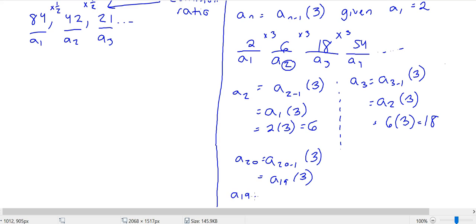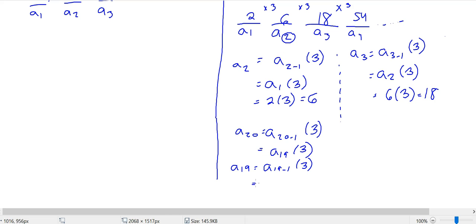A sub 19 is equal to a sub 19 minus 1 times 3. A sub 19 is equal to a sub 18 times 3. But we don't know what a sub 18 is. That's the problem with a recursive definition of a sequence: we need the term before the term that we're solving for in order to be able to find the term that we're solving for.